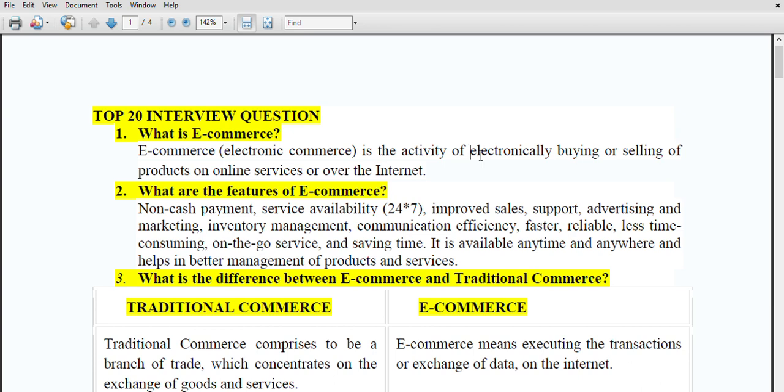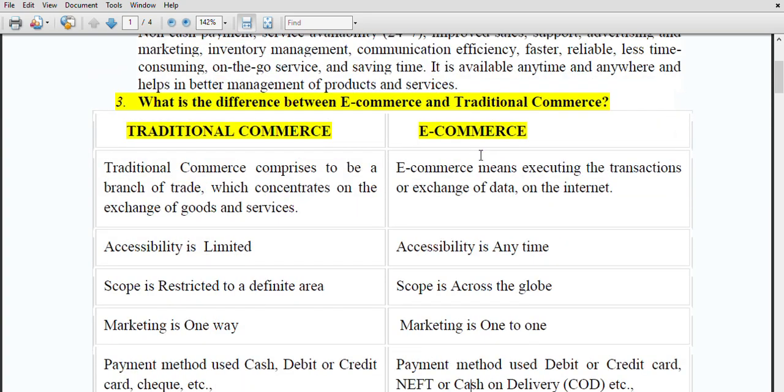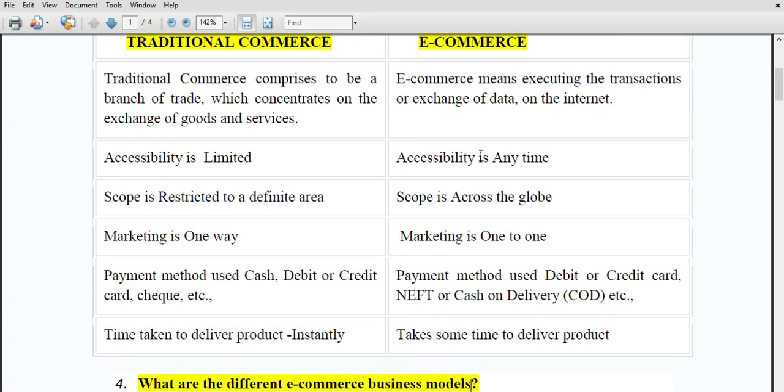Then the third question is, what is the difference between e-commerce and traditional commerce? So here I will give you one example of traditional commerce and e-commerce. For example, you want to buy a product, baby products, from FirstCry store, so it's traditional commerce. And if you want to buy the product through the website of FirstCry, so it's e-commerce. So these are some of the difference points for traditional commerce and e-commerce.